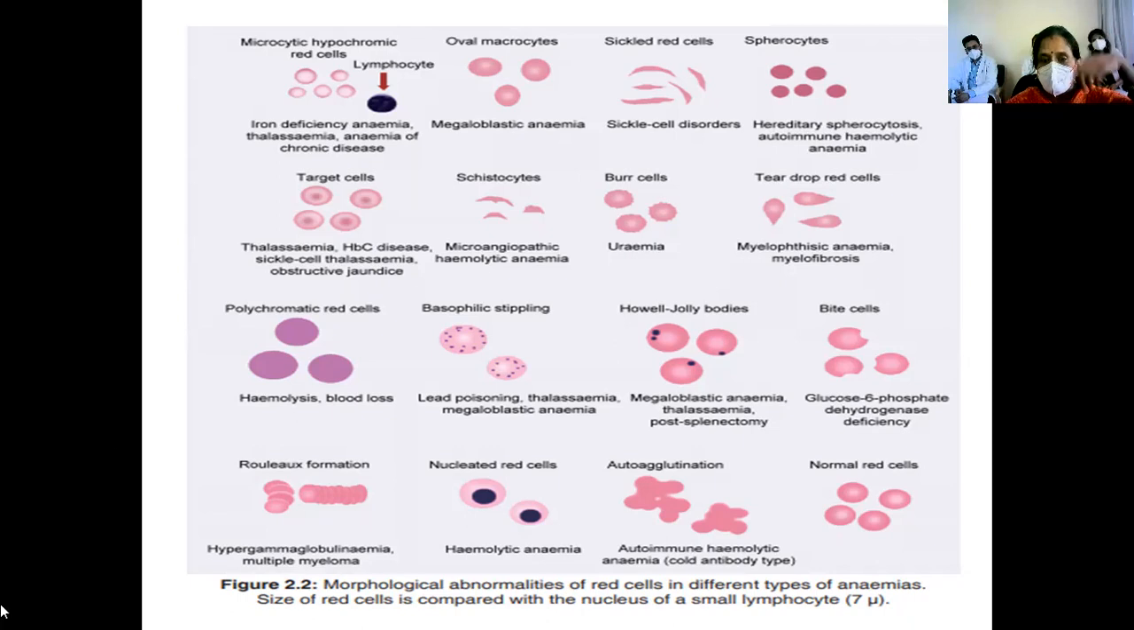The rouleau formation here has a systematic way. They're one above the other. Imagine a place where 50 people have to stand in a queue, one behind the other. That is like a rouleau. Agglutination is no queue, nothing, haphazard. They're all in groups. So these are normal red cells. We'll show you better pictures of this.